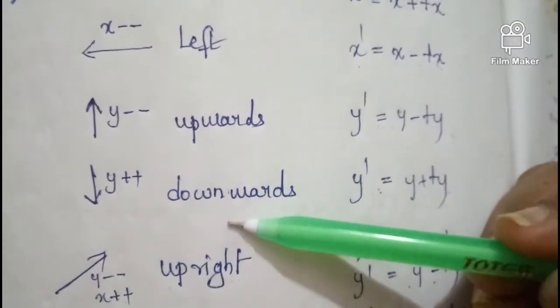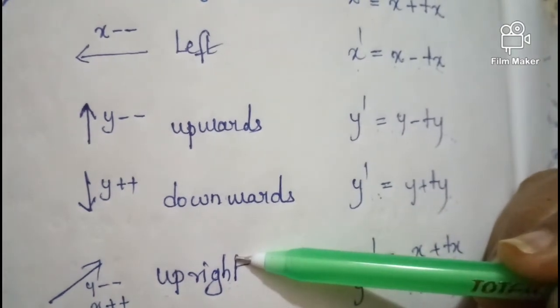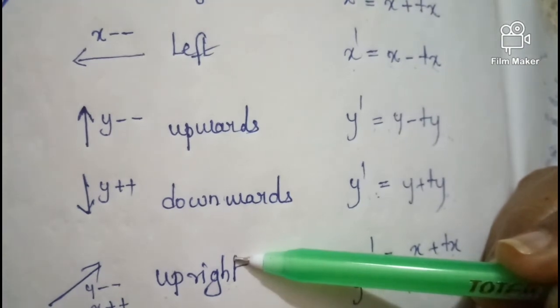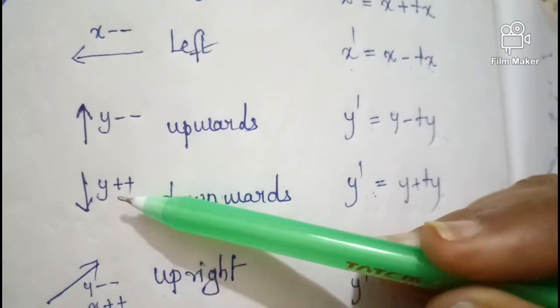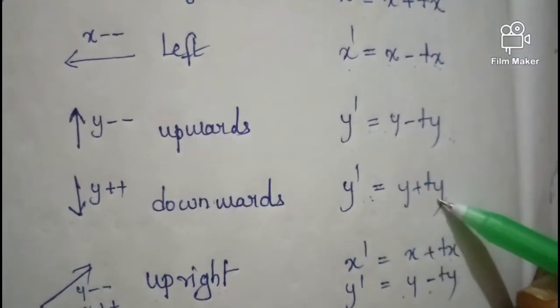What about a downward movement? If I am moving downward, no left movement, no right movement, so x translation is not needed. I am moving downwards, so y increments. When y increments, ty should be added. Y dash is equal to y plus ty.